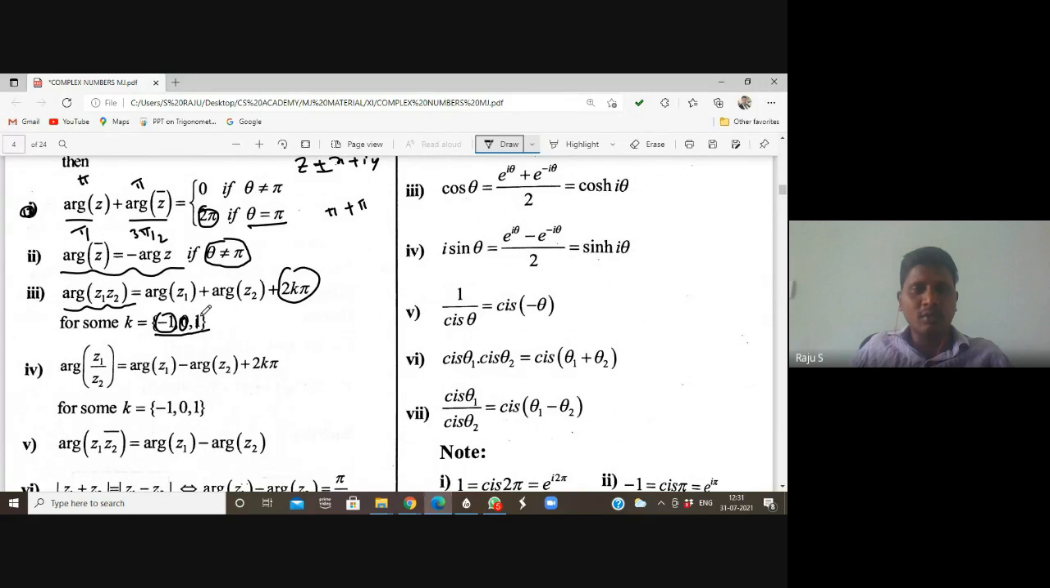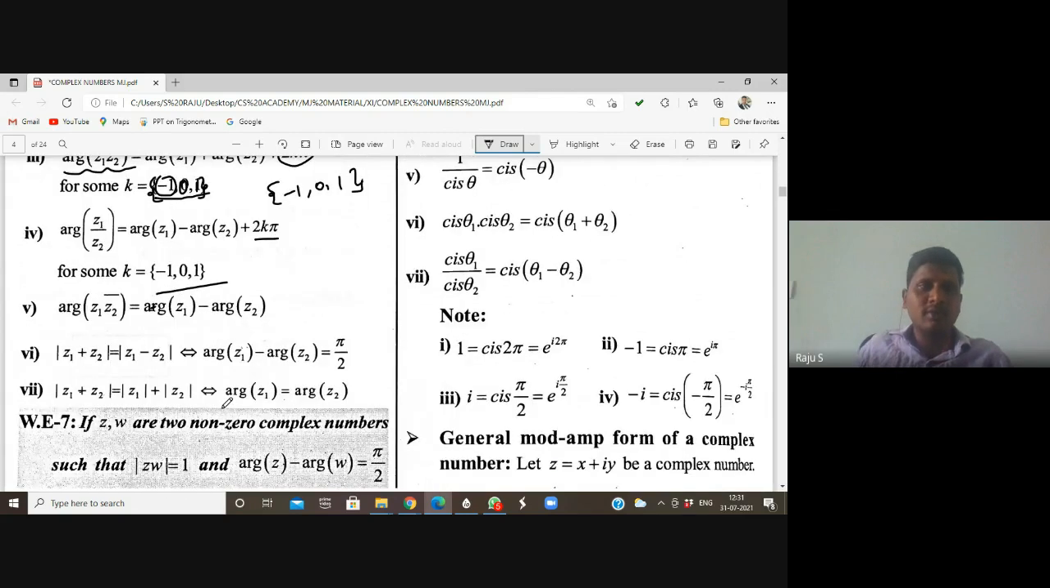So what is the notation? What is the symbol of this? Set. Set symbol. Nothing but here k will take only the values -1, 0 and 1. That's all. Here also same.